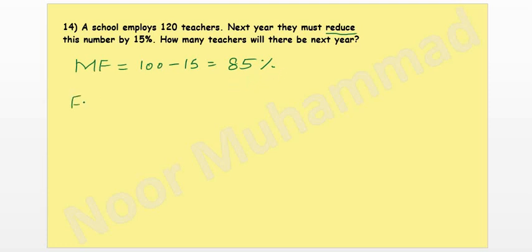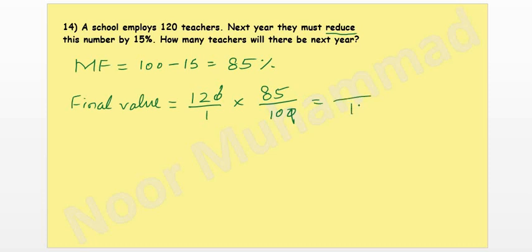And how can we know the final value, or you can say the final number of teachers who will be in the school next year? We will multiply the original value by this multiplying factor. So it's going to be 85 out of 100. The first 0 can be cancelled with the first one, and now multiply the numerators together, and then because of this 10, simply you will move the decimal. Like we can cancel this 0 here as well. So next year it will be 102 teachers.